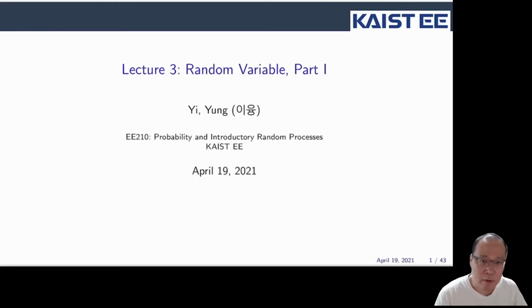So lecture 3, random variable. Lectures 3, 4, and 5, we're going to discuss the random variable, which is one of the most important parts of probability theory. Lecture 3 is about the very basic things about the random variable.